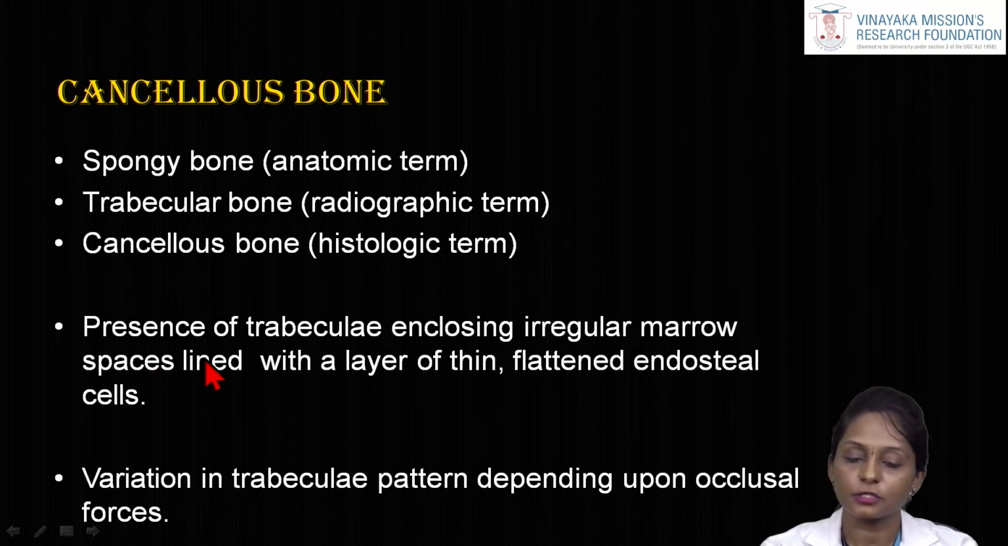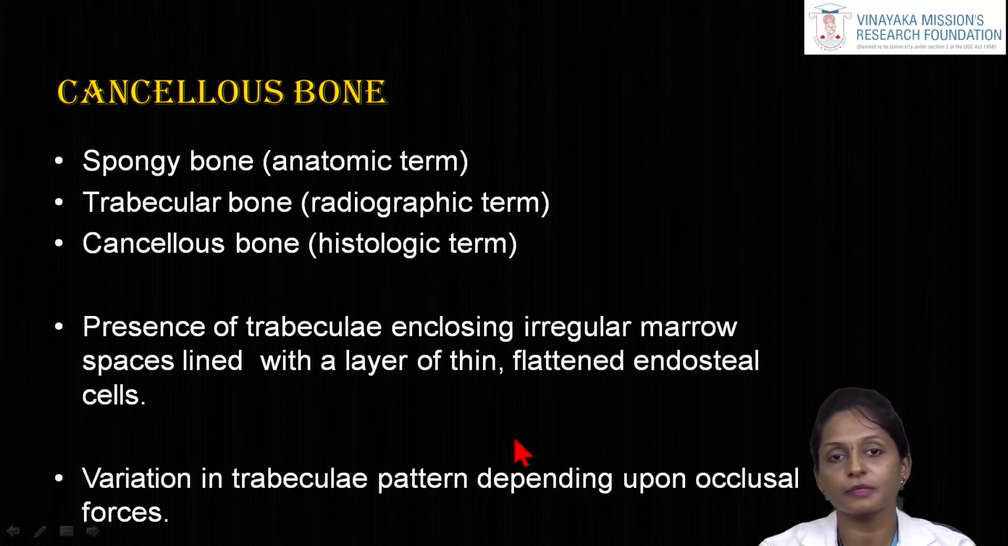So if there is a presence of trabeculae enclosing the irregular marrow spaces, which are lined with a layer of thin flattened endosteal cells, and there is a variation in the trabecular pattern, which all depends upon the occlusal forces, that is, how much occlusal force has been exerted on that particular bone, right?